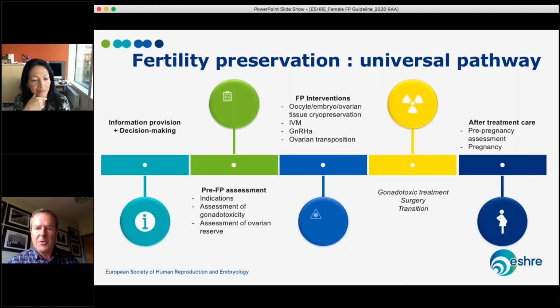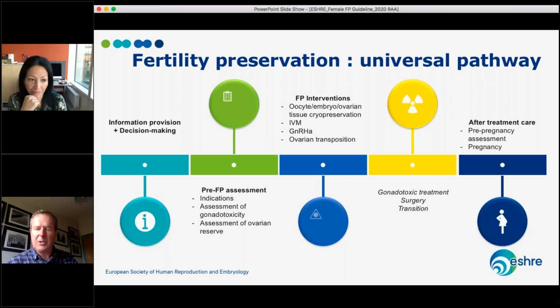So an overview of the guideline then perhaps falls along this universal pathway. I'm going to go through this in stages because this is how we put it together and designed the final documents. We start off with an overview of how a service might be organized and the provision of information and decision making for the patients, going on to pre-fertility preservation patient assessments, then the actual interventions themselves. In the yellow, we have what might happen to the patients.